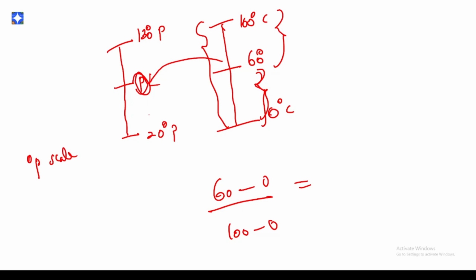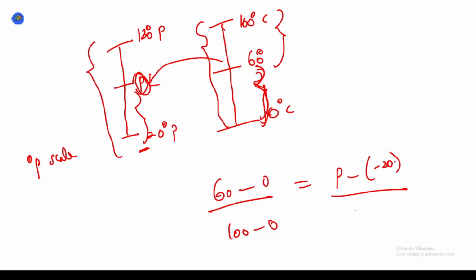The same thing I have to do here. So here I have done 60 minus 0. So here also I should do P and 20. But it has been given in the question as minus 20. So it is P minus of minus 20 by this difference I have to put, which is 130 minus of minus 20.